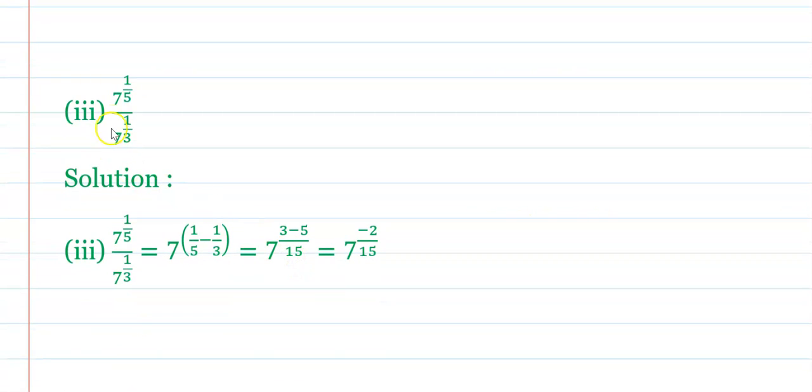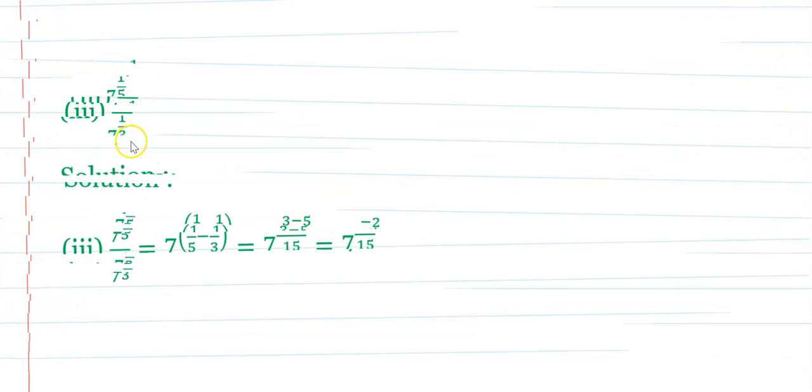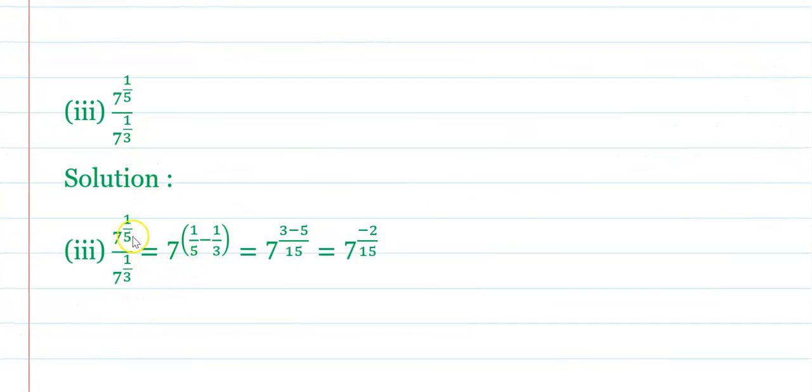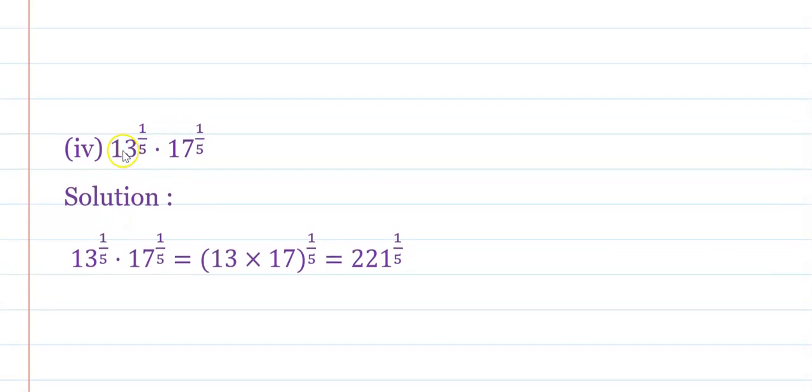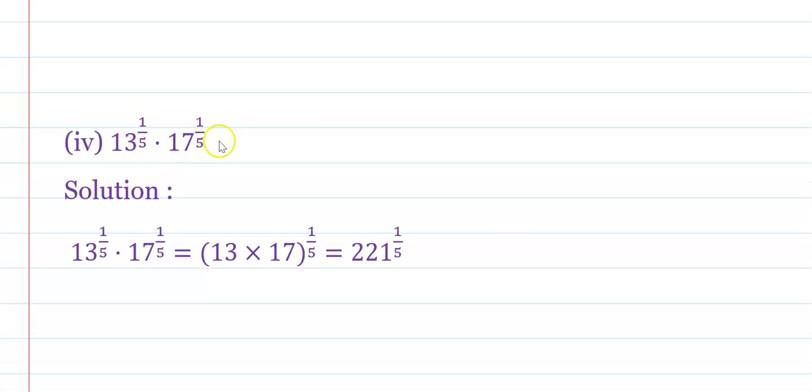Okay, now the next is 7 raised to 1 by 5 upon 7 raised to 1 by 3. The division a raised to m upon a raised to n, then you will get a raised to 1 by 5 minus 1 by 3, cross multiplication, and here you will get 7 raised to minus 2 upon 15. Now the next is 13 raised to 1 by 5 into 17 raised to 1 by 5. The bases are different, but the exponent is the same. Therefore, 13 into 17, whole bracket raised to 1 by 5. Their multiplication is 221, bracket raised to 1 by 5.